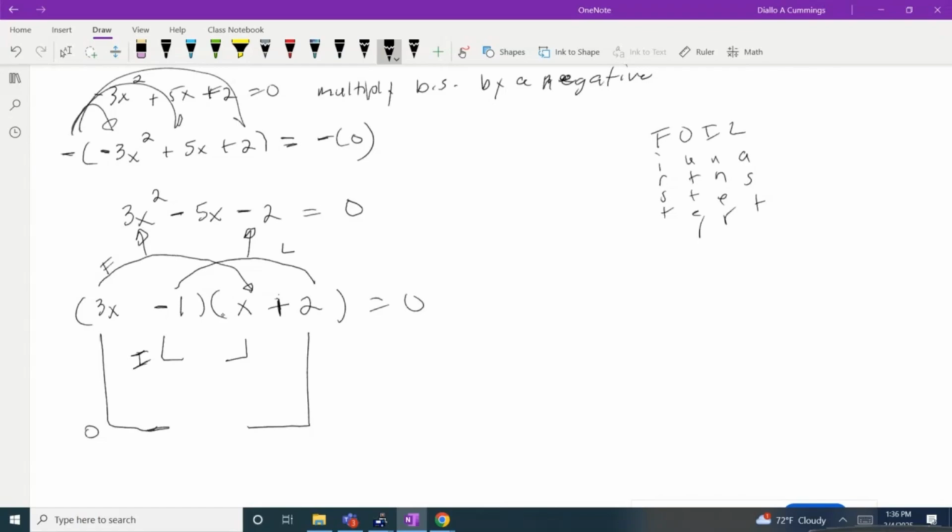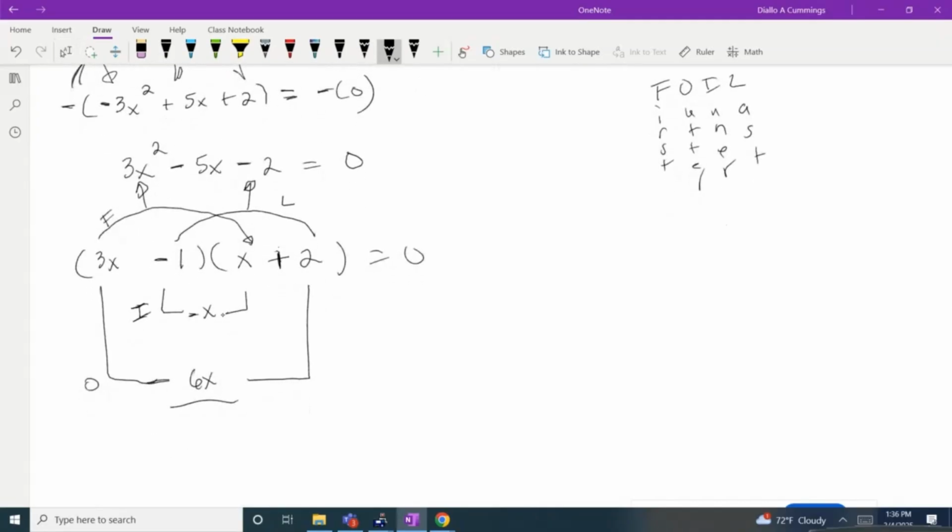so let's see what happens. If I multiply my outermost, 3x times 2 is 6x. If I multiply my innermost, -1 times x is -x. So now if I add these together, -x plus 6x gives me 5x. In order for this to be the correct factorization, these must also be equal. And they're not, right? I mean, this is a positive 5x and this is a negative 5x.